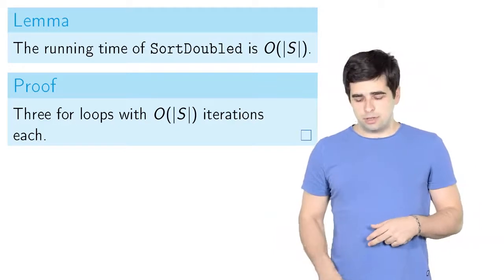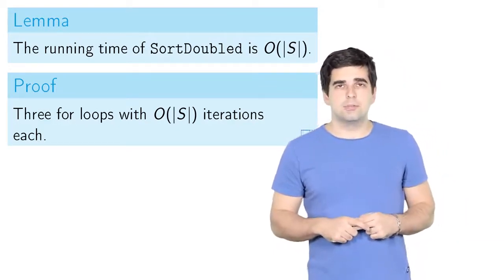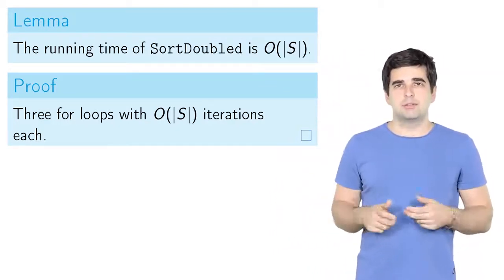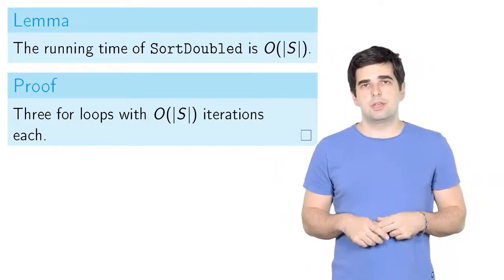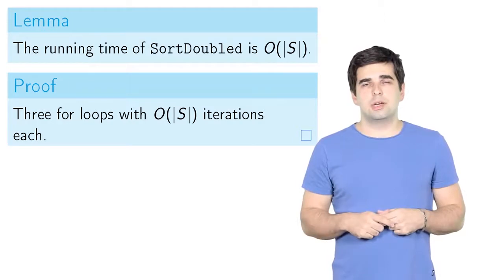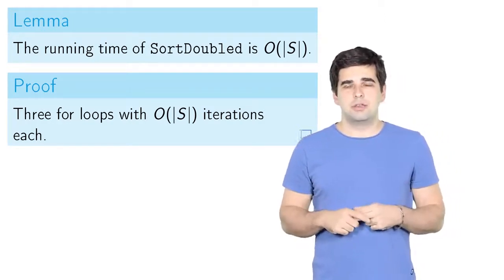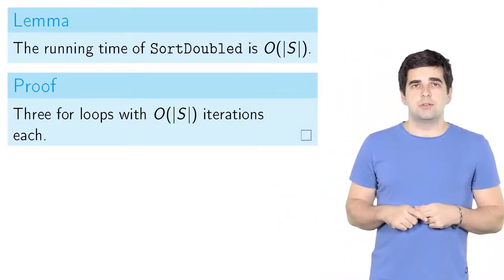And in the next video, we will talk about how to update the classes of those doubled cyclic shifts after they are sorted, and how to finally build the suffix array from scratch.